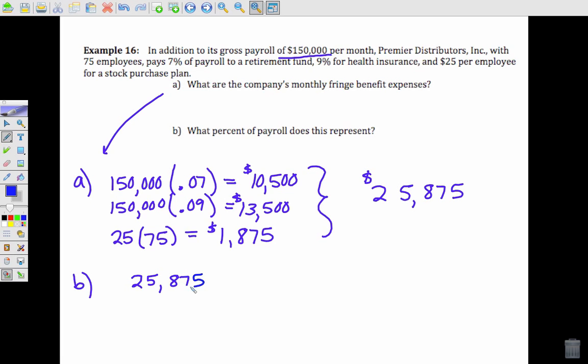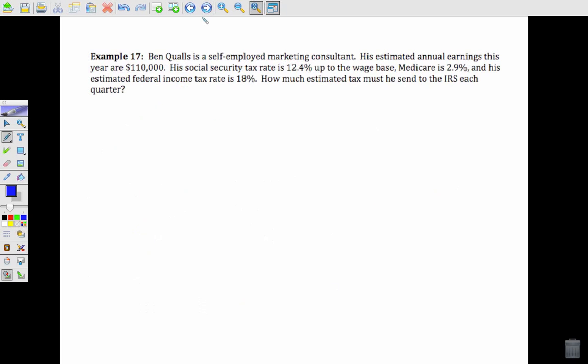All right, here's the second part. What percent of payroll does this represent? Well, you take the fringe benefits, which is what we just found, and you divide it by the gross payroll of $150,000, and this is going to give us a rate, which is 17.25%. You do divide, but then of course you always have to adjust your decimal so you can write it as a percent.